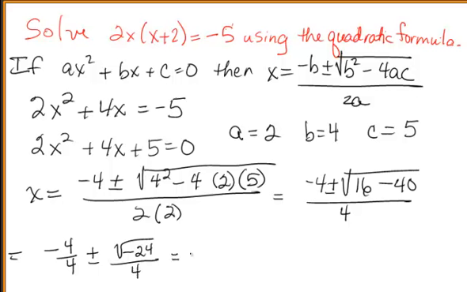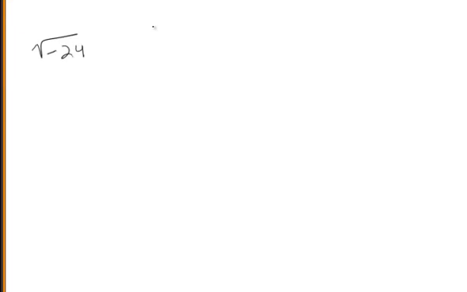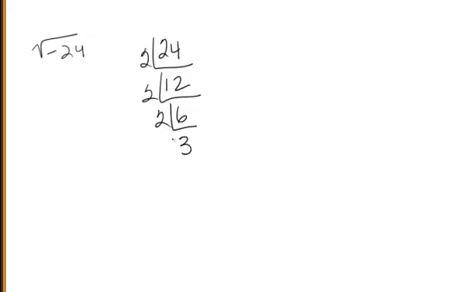Negative 4 over 4, that's negative 1. Now I need to simplify the square root of negative 24. Let's look at just the 24. It's even. Divide out a 2 and get 12. Divide another 2 out to get 6. Divide another 2 out to get 3. Divide 3 out to get 1.